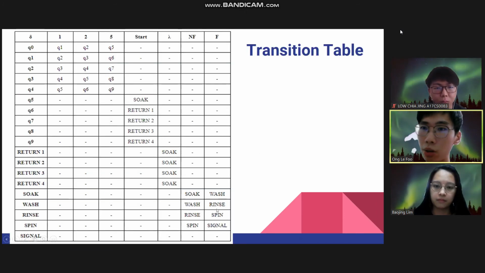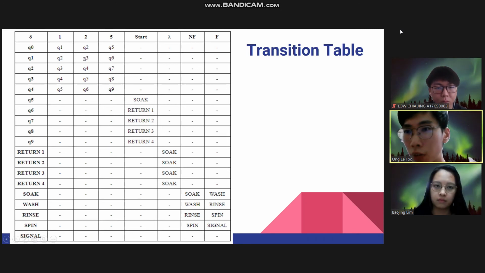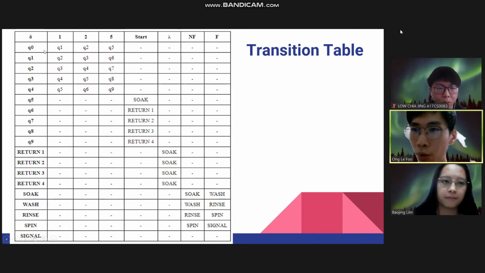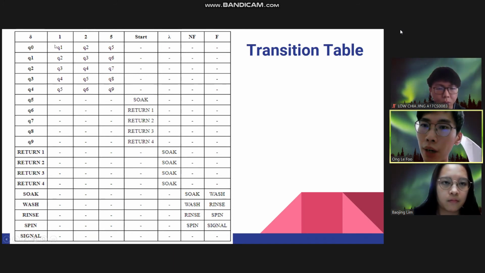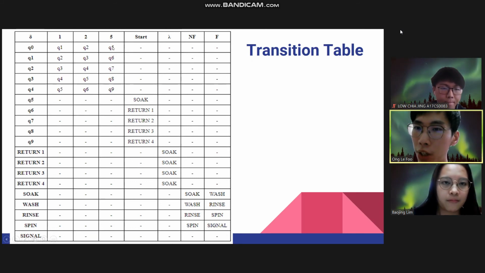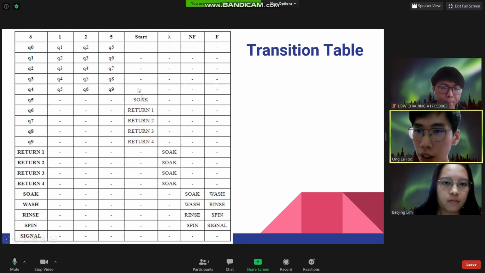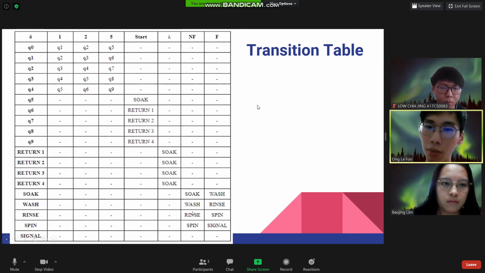So this is the transition table. Let's say, for example, we can see from Q0, after inserting 5 ringgit, it will go to Q5 directly, which states that you have already inserted 5 ringgit. And then when you press start on Q5, it will start to soak. After that, it will go to wash, rinse, spin, and then finish with the signal. For the returning of change, we will explain in the state diagram. Next.